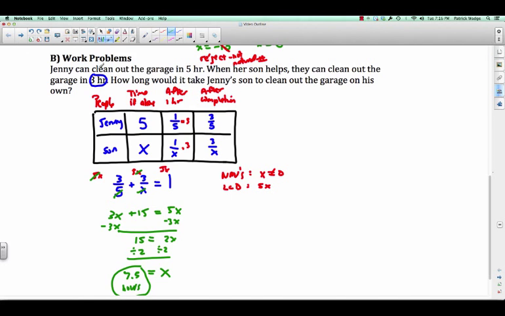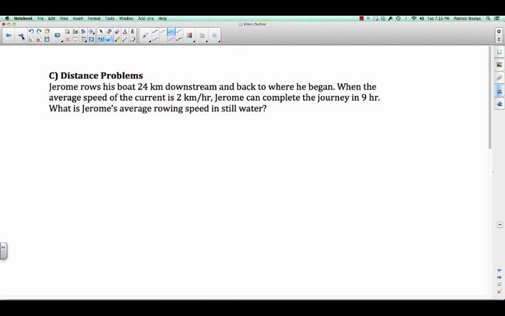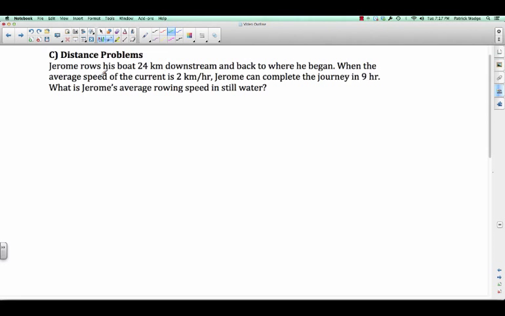Alright, so for these work problems, you'll set up a table like this. For these questions, the distance problems, you're also going to set up a table.